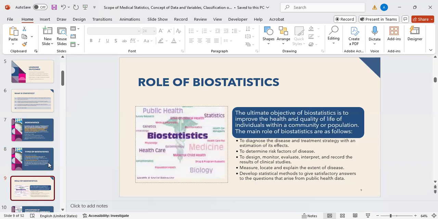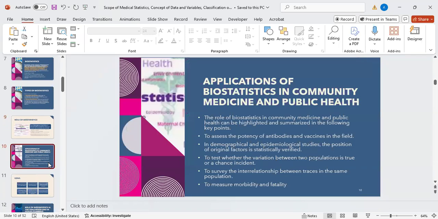Role of biostatistics. The ultimate objective of biostatistics is to improve the health and the quality of life of individuals within a community or population. The main roles of biostatistics are as follows: to diagnose the disease and treatment strategy with an estimation of its effect, to determine risk factors of the disease, to design, monitor, evaluate, interpret, and record the results of clinical studies, to measure, locate, and explain the extent of disease, and to develop statistical methods to give satisfactory answers to the questions that arise from public health data.